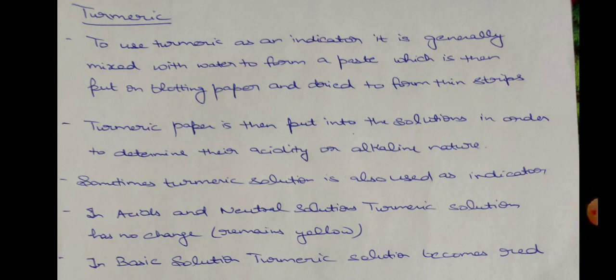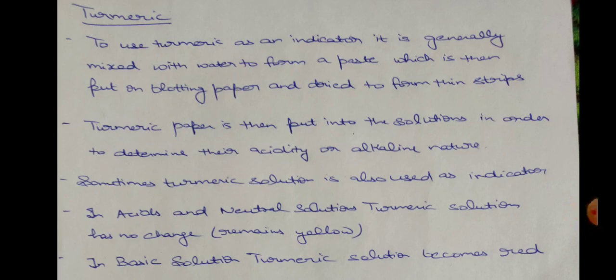As we were using the litmus paper. It is also, but it is not necessary. Sometimes a solution of the turmeric is also used. Turmeric paper is then put into the solution in order to determine their acidity or alkaline nature, meaning whether a substance is acidic or basic. How will turmeric tell whether a substance is acid or base?